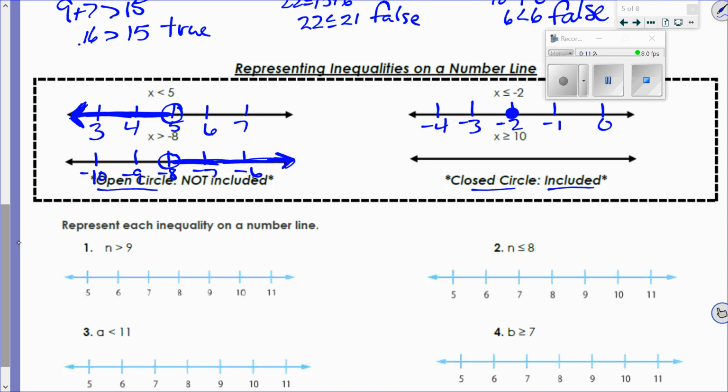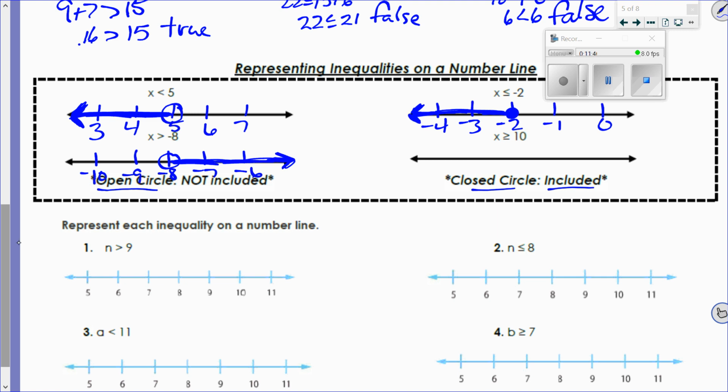Is negative 3 less than or equal to negative 2? Yes, meaning my arrow goes that direction. If I had said no, I could try one on the other side. It would have been yes. And then I know that my arrow goes that way.